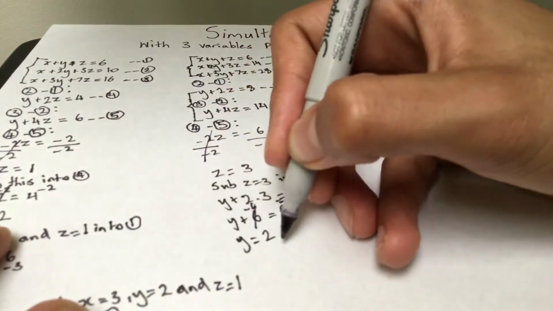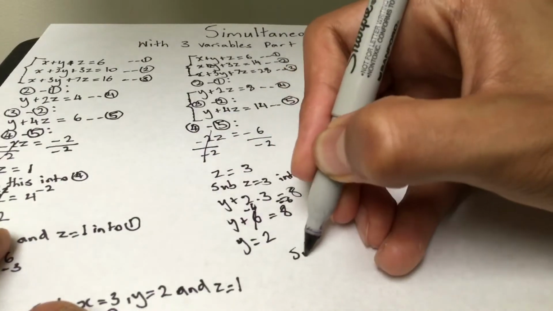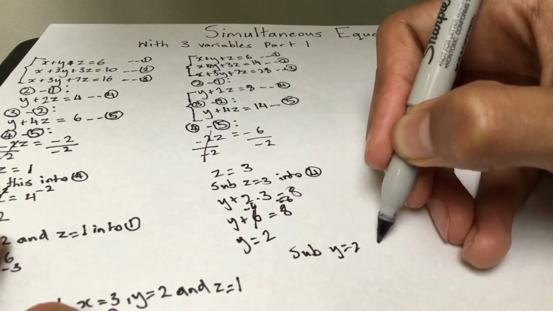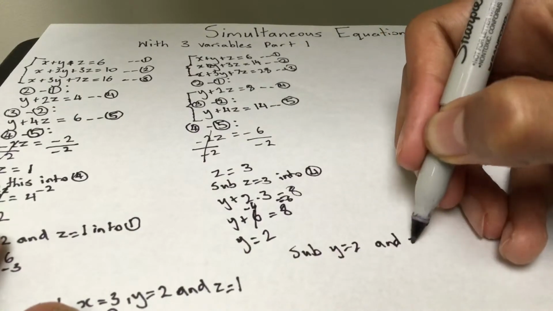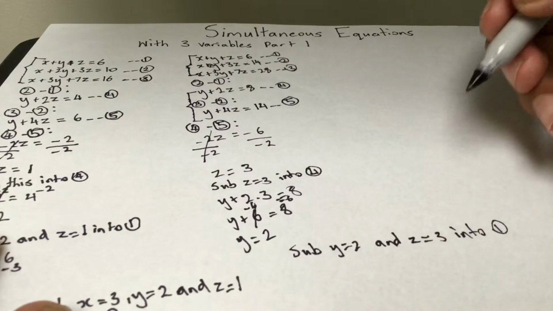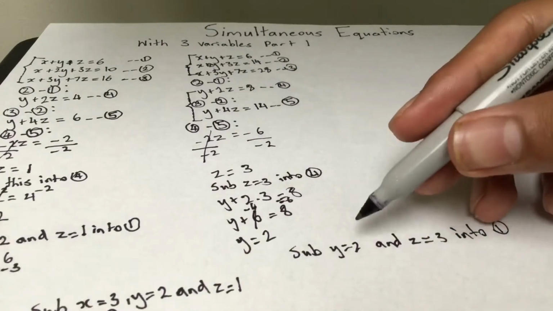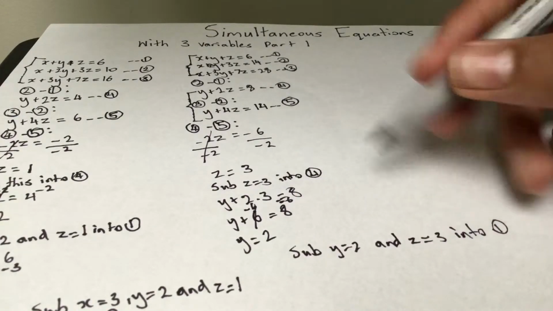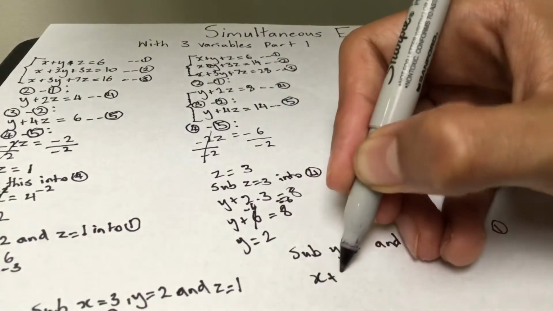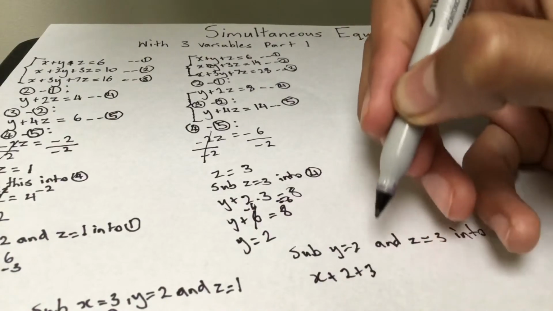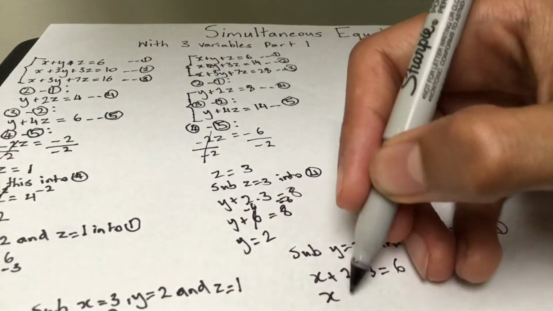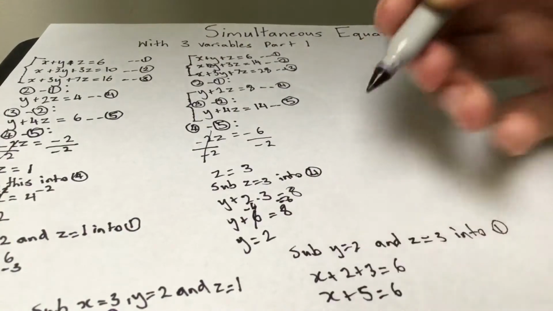And then I'll just write it down here. Sub y is equal to 2 and z is equal to 3 into equation 1. Okay, so when we sub y is equal to 2 and z is equal to 3 in equation 1, we get x plus 2 plus 3 is equal to 6. So last of all, we go x plus 5 is equal to 6.